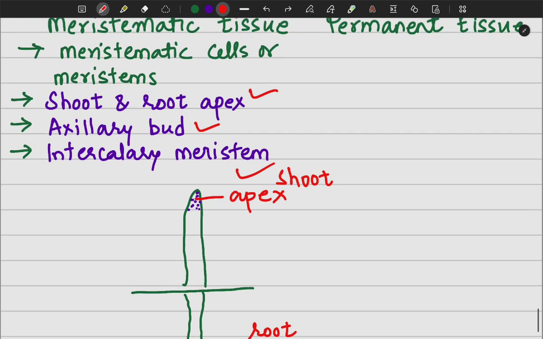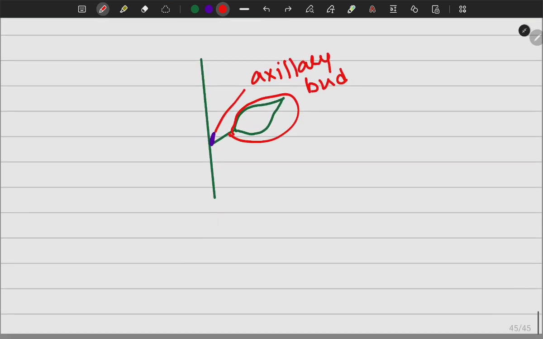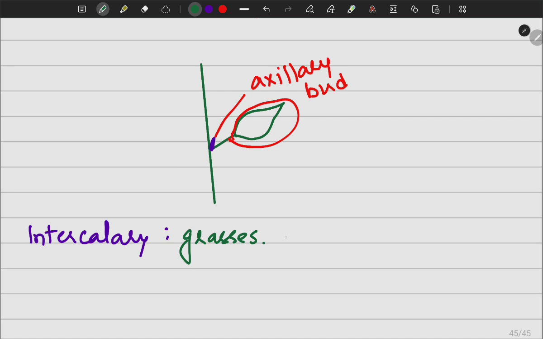Alright, so that is the second part of the meristems, and the third type is the intercalary meristem. Now intercalary meristem we will find in grasses. These are usually found in grasses, and these meristems are present between the mature tissues. They are found between the mature tissues.